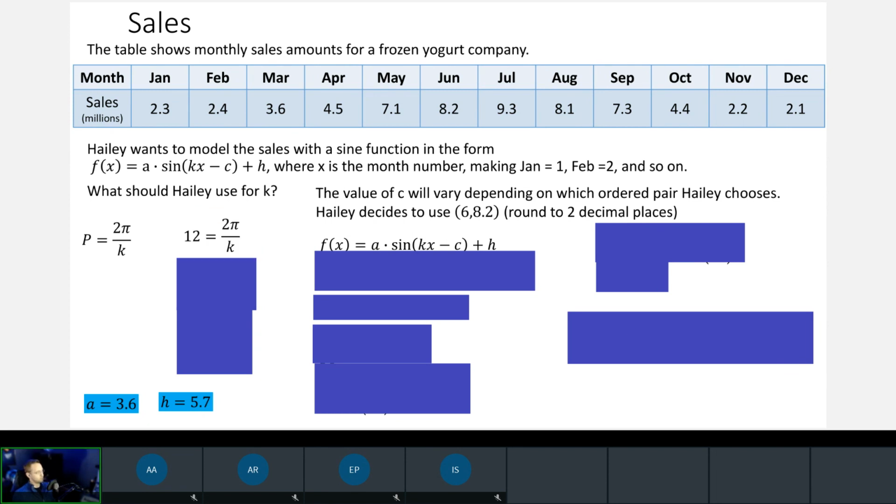So it's important to understand what the definition of period is, so you can actually pick it out of a problem. And period is how long before we start to repeat our sine function. And after 12, it repeats, starting with January again and February and so on. So we just plug that stuff in, we solve for k, and that's how we get k is pi over 6. All right.